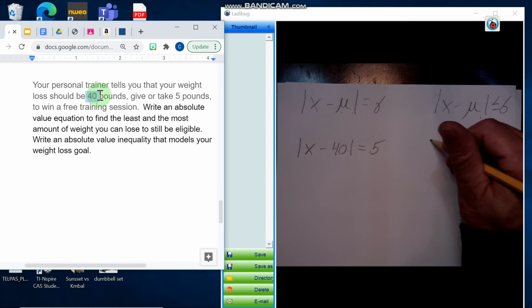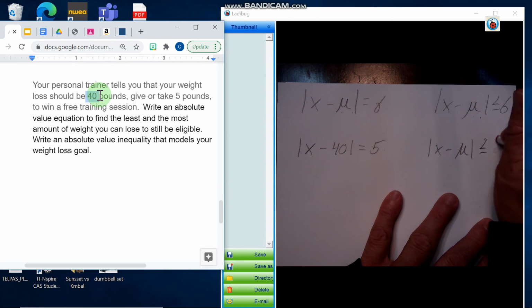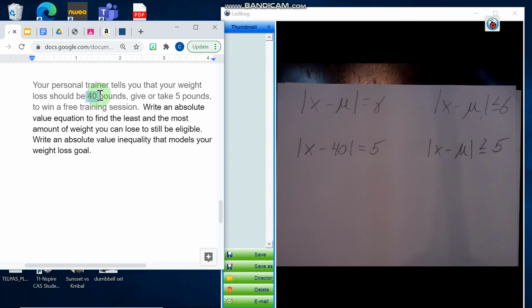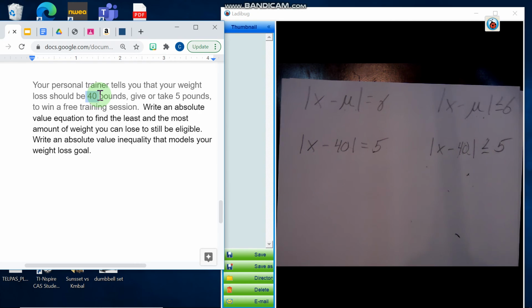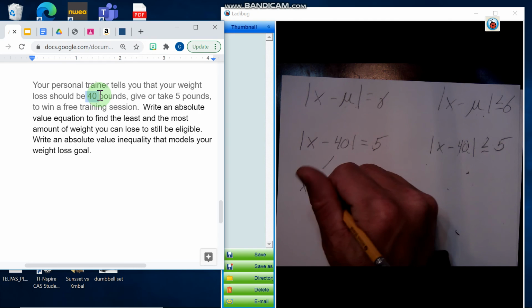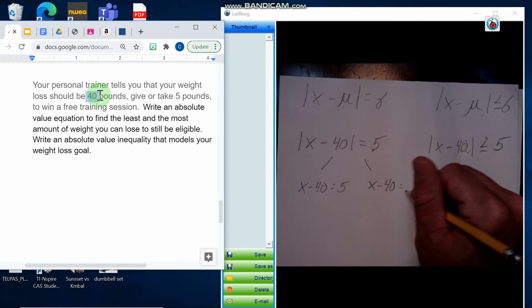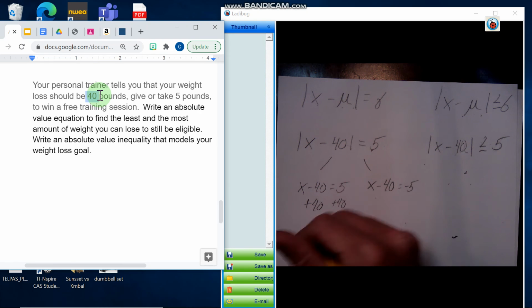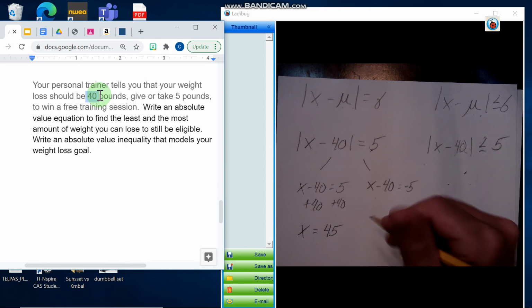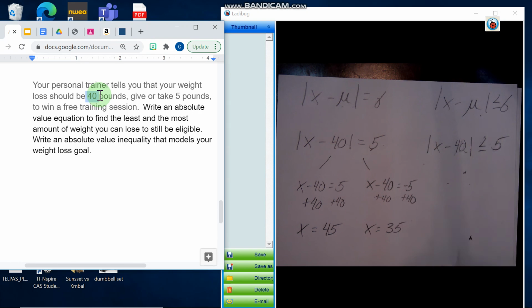Over here with the inequality, it's exactly the same, just using the less than or equal to. Oops, I'll put 5 there. And I need to put 40 there. Now solving two equations, plus 40, plus 40. So x equals 45 is our max. x equals 35 is our min.